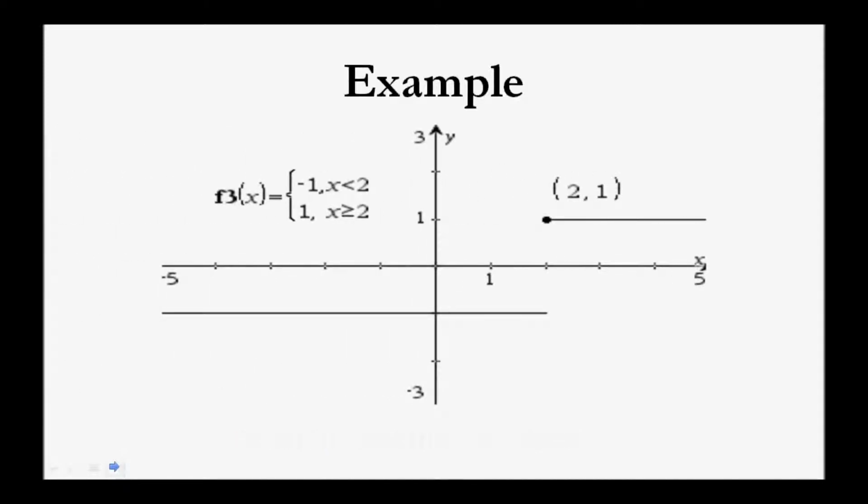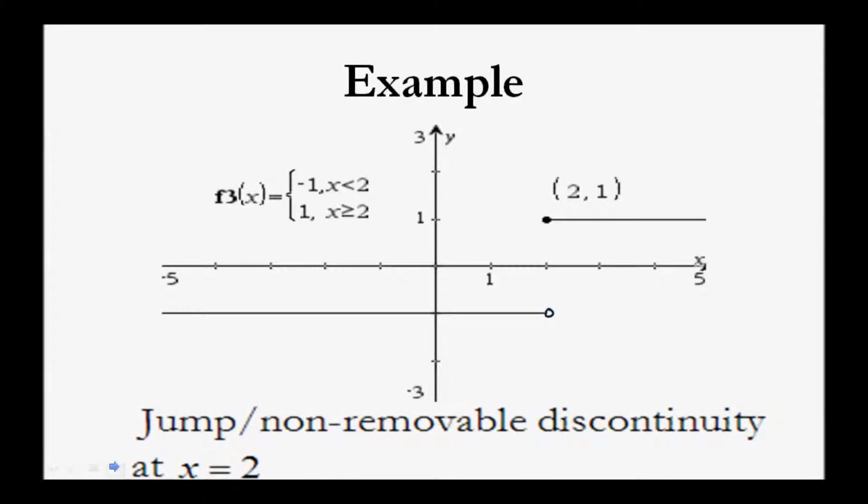This next one, we see it's a broken graph. We see a point at 2, 1, which means there's no point here at 2, negative 1. What can we say about this graph? We can say it's a jump graph, and because of that, we know that it's a non-removable discontinuity at x equals 2.